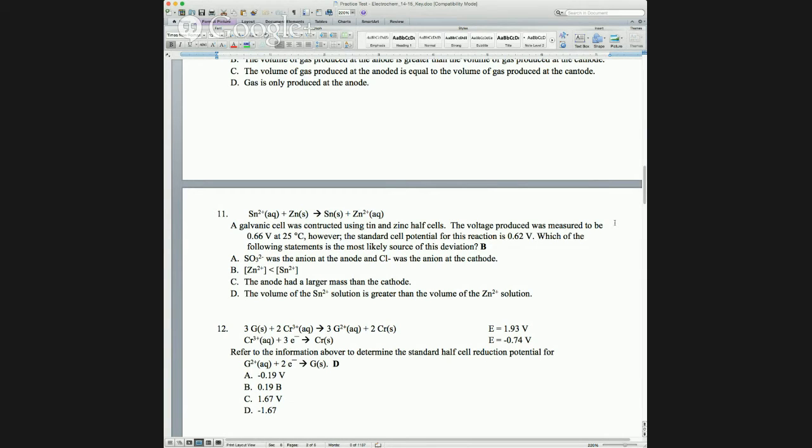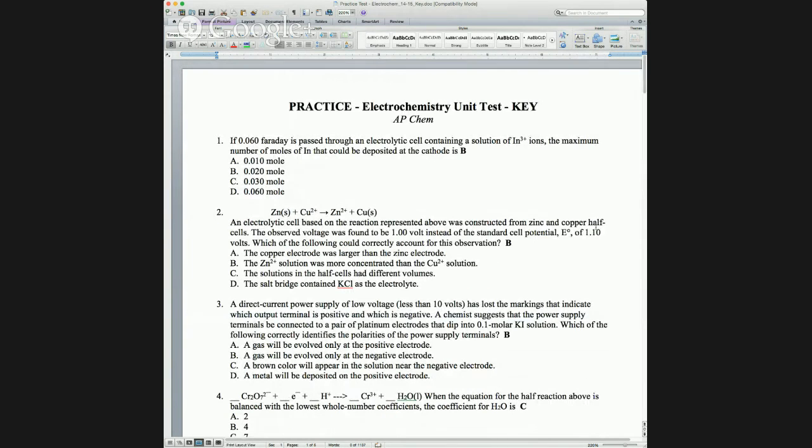The anode had a larger mass than the cathode. Remember that the solids don't matter. They're not a part of that situation. The volume of Sn2+ solution is greater than the volume of the zinc 2+ solution. Volume doesn't matter, it's concentration. So D can't be right, so B. So I don't know if that helps you at all. I mean, if we were looking at it, if you remember, so if one was more concentrated than the other. So whatever it would take to make that happen, you have to look at it.